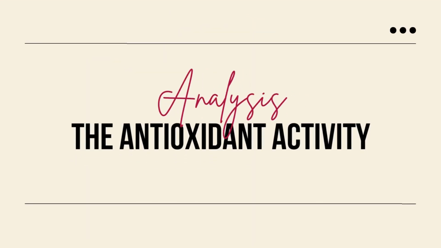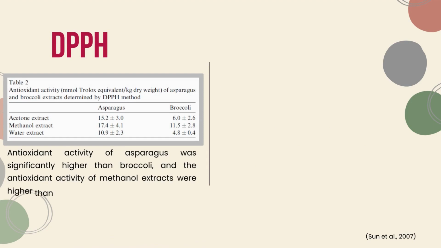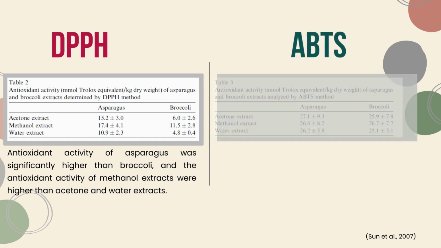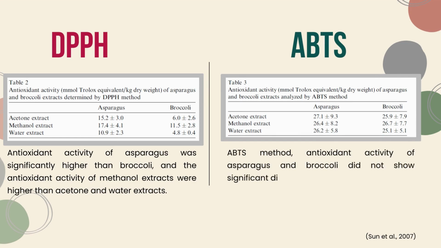Analysis of the antioxidant activity. Measured by the DPPH method, the antioxidant activity of asparagus was significantly higher than broccoli, and the antioxidant activity of methanol extracts was higher than acetone and water extracts. As measured by the ABTS method, antioxidant activity of asparagus and broccoli did not show significant differences, and antioxidant activity of extracts using the 3 solvents did not show significant difference either.